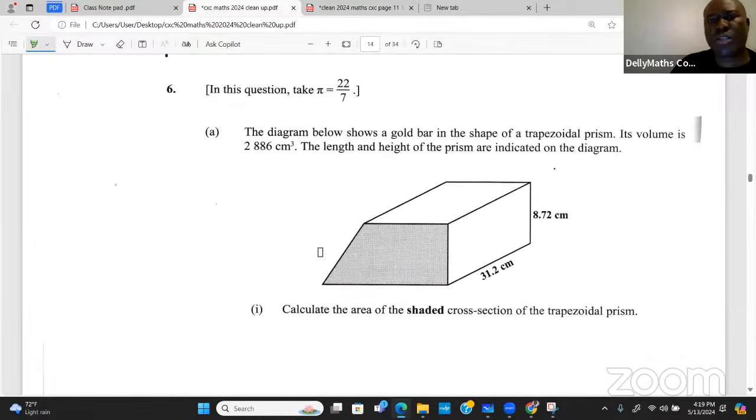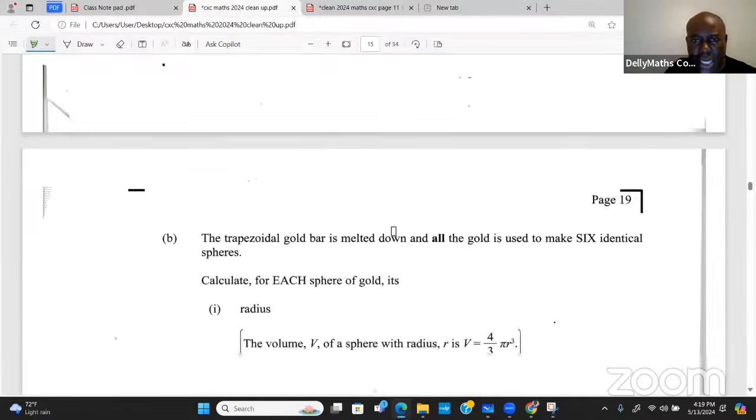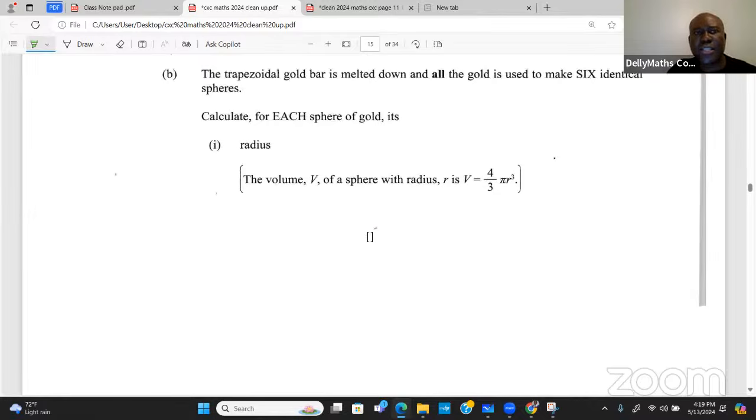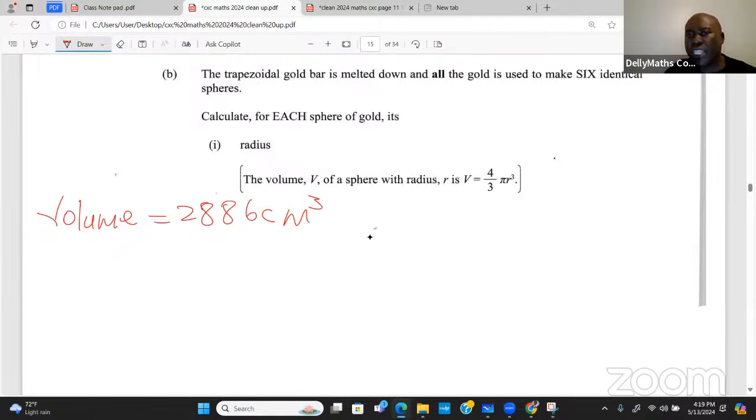All right, so this question, oh, that's the same thing. Let's see what the other question is right here. So it says the trapezoid gold bar is melted down. If you melt down something, there is one idea that remains the same: volume. Volume remains the same. When you melt it down, as long as nothing was thrown away, we still have the same volume, right? So we melt down the gold bar and we turn it into, what is this?